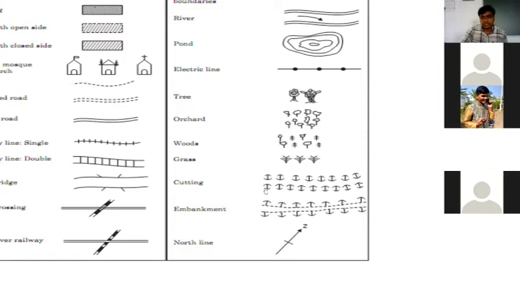To show that cutting, we're going to draw this kind of symbol. And wherever we're going to do the filling, the filling is nothing but what we call an embankment. So this one we're going to show as a filling, or you can say the embankment symbol. And the last one is the north line.